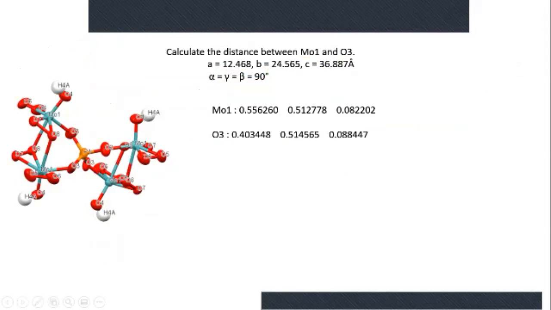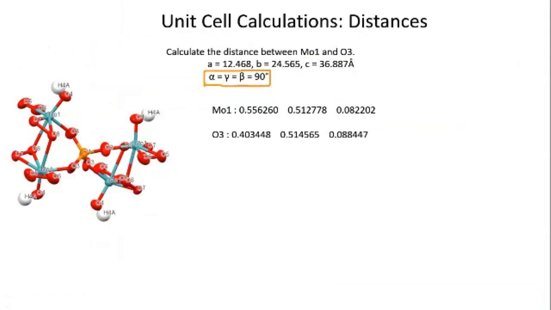So here we have an example. Again, it's orthorhombic, and the way we know it's orthorhombic is alpha equals gamma equals beta equals 90, and the cell lengths are all different. So this is an orthorhombic unit cell.